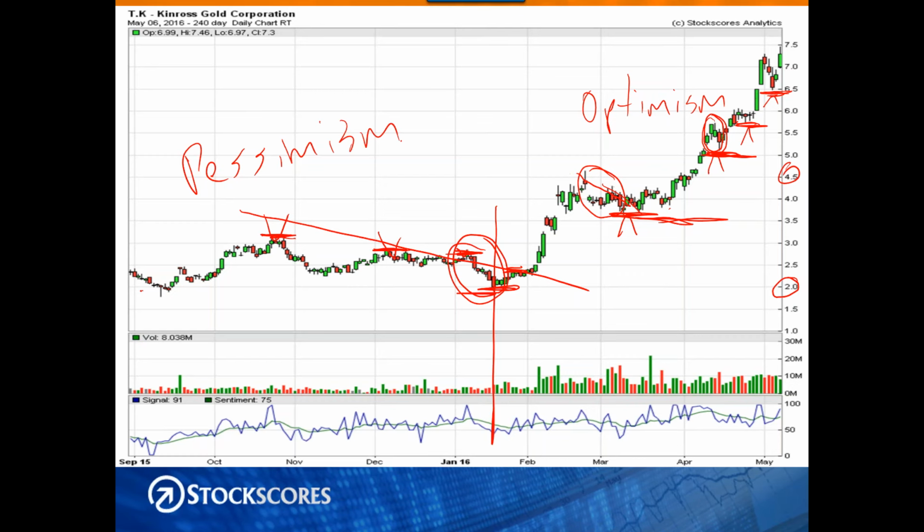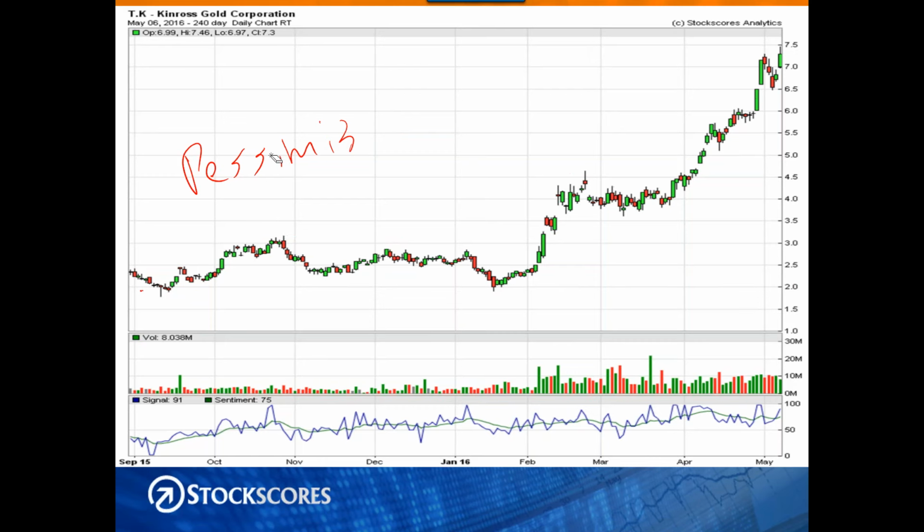Okay. So hopefully you understand optimism and pessimism. Optimism, rising bottoms. Pessimism, falling tops. Pretty simple. Again, if you can just start with your inflection points and ask yourself, are they rising from left to right or are they falling from left to right? You can then determine or understand whether the market is optimistic or pessimistic.